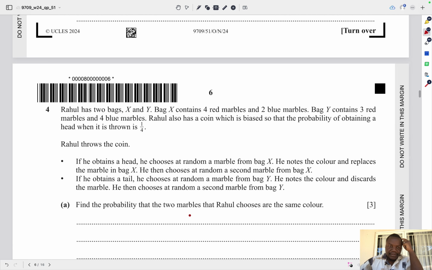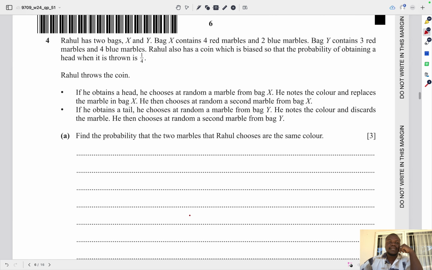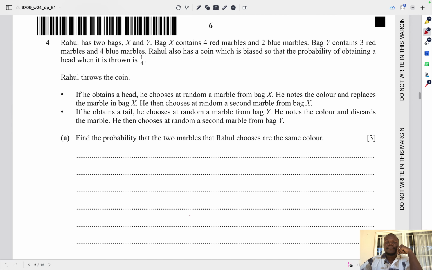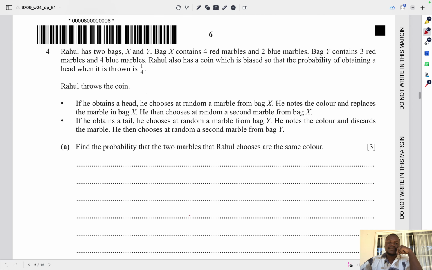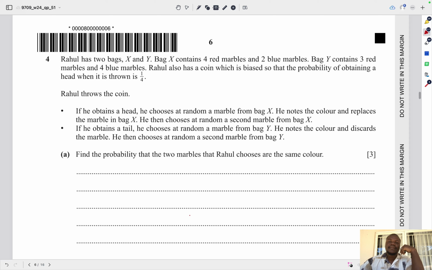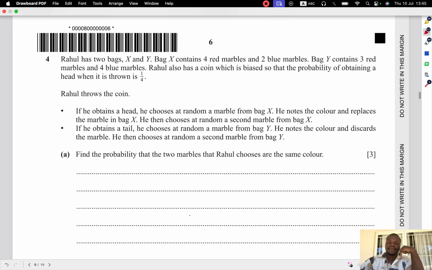And then our focus for today, yes, there is a question number 4, which is further probability. So let's look at this question and see what we need to do for that.